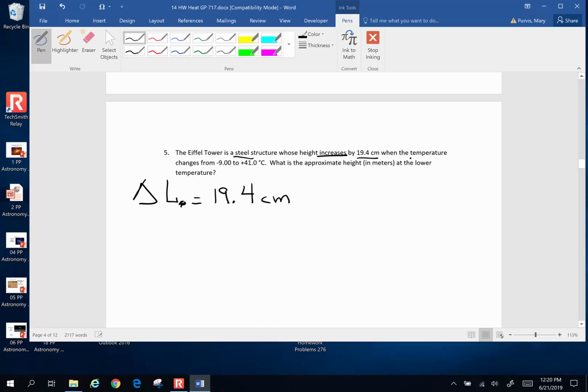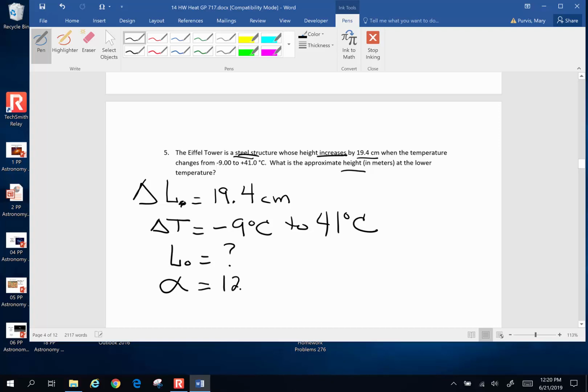19.4 centimeters, when the temperature changes from negative 9 degrees Celsius to 41 degrees Celsius. So from a very cold to a very hot day. I want to know what is the original length of the Eiffel Tower. It is steel. So the coefficient of linear expansion for steel, it's on that constant sheet, is 12 times 10 to the negative 6th per degree Celsius. There's no units up top, just units down below.